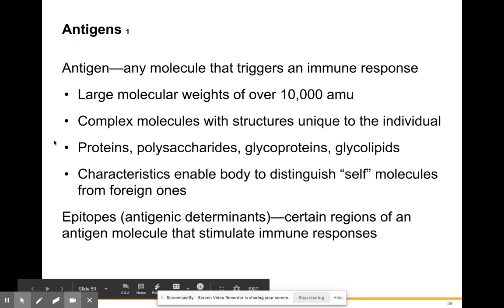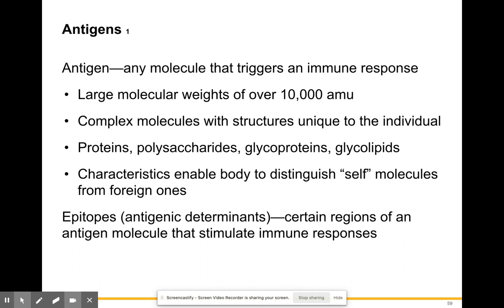Okay, so now let's talk about antigens and antibodies in general. Okay, an antigen is any molecule that triggers an immune response. They can have very large molecular weights. They can have very complex structures. They can be made of proteins. They can be made of long chains of sugars like polysaccharides. They could be sugar and protein combinations called glycoproteins. They could be sugar and lipid combinations called glycolipids. But one of the characteristics is that your body can distinguish self from non-self.